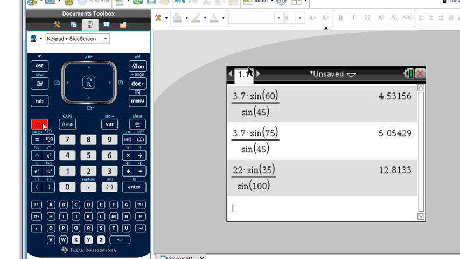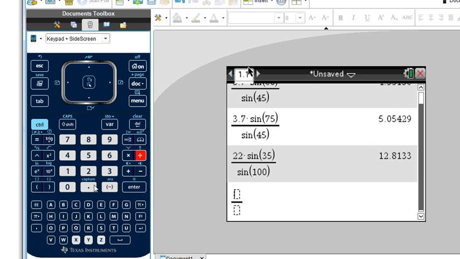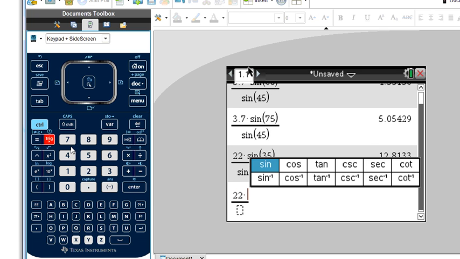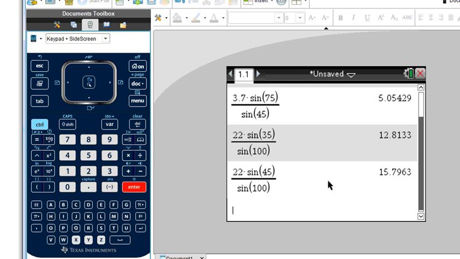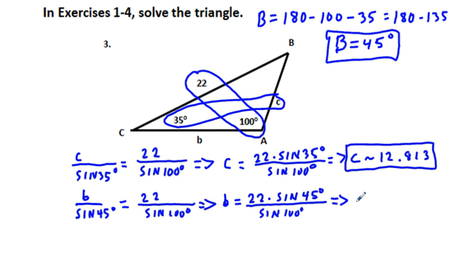And we have 22 times sine of 45 degrees over the sine of 100 degrees. And we get, that's going to be 15.796. So, there, 15.796.